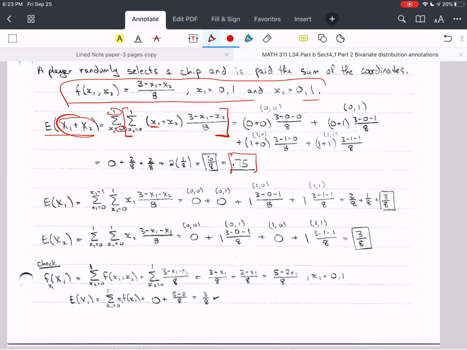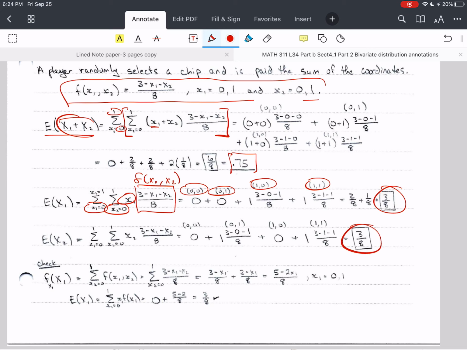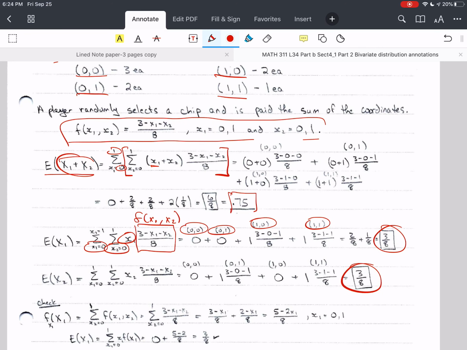And then I can find the expectation of x1. I'm using the joint, this is f of x1, x2, and x1, right? And I'm summing across both x1 and x2. Again, I'm going to use this method of the coordinates. So 0, 0, 0, 1, 1, 0, 1, 1. And I come up with the expectation of x1 is 3/8. And not surprisingly, I do the same for x2, and I come up with the expectation of 3/8. Because of the form, this is 3 minus both of those over 8. So it makes sense that they would both have the same expectation.